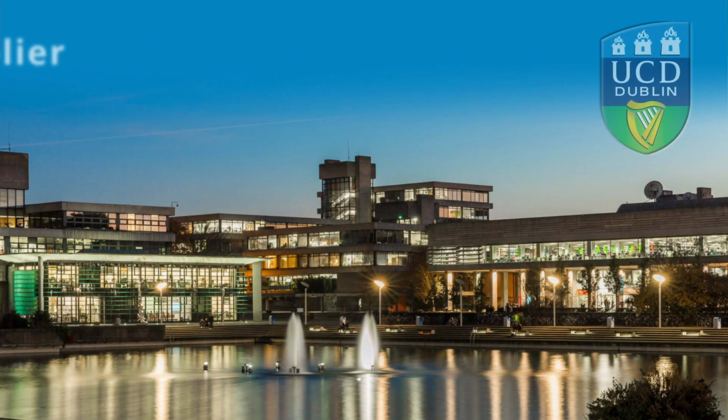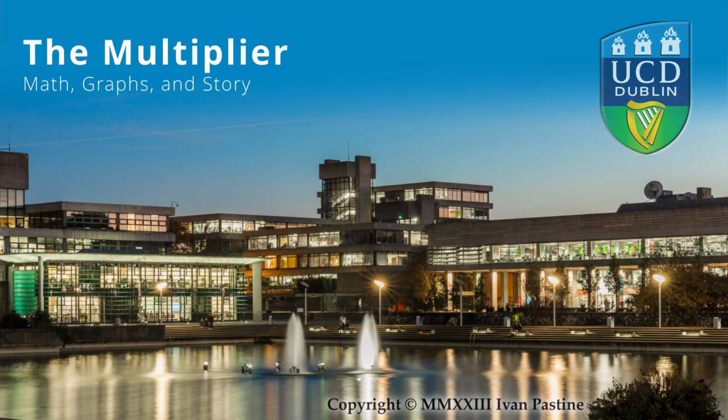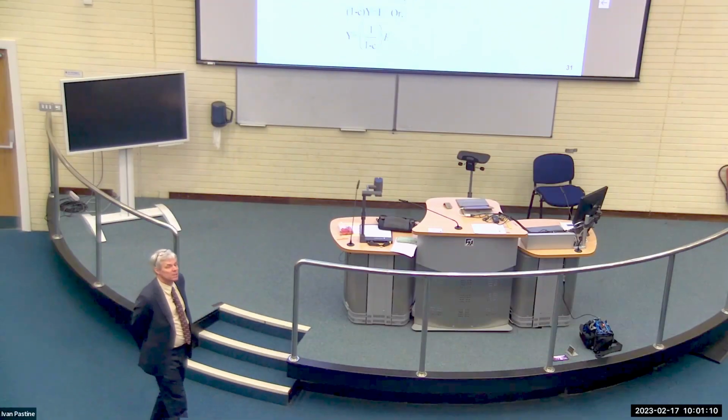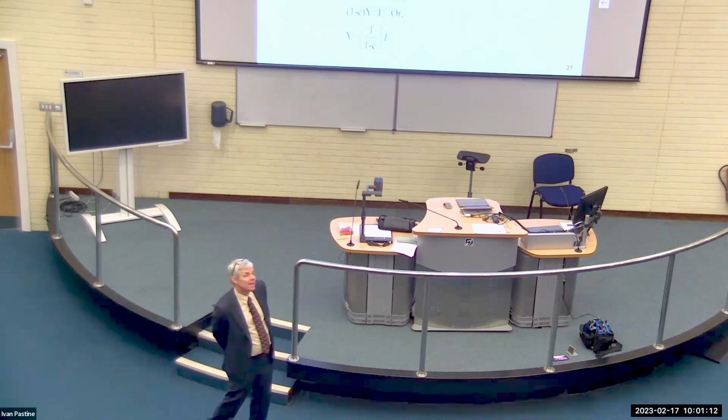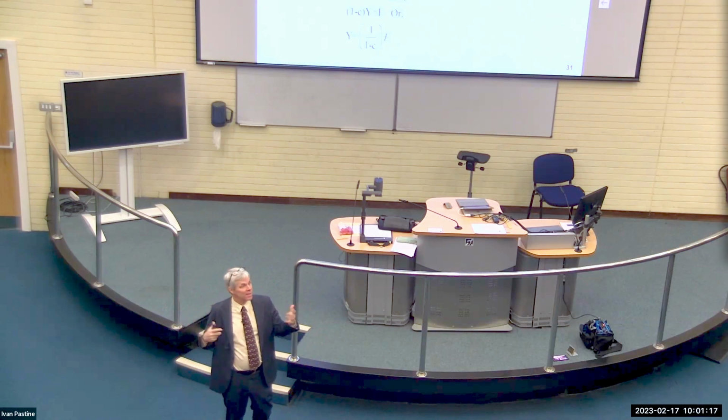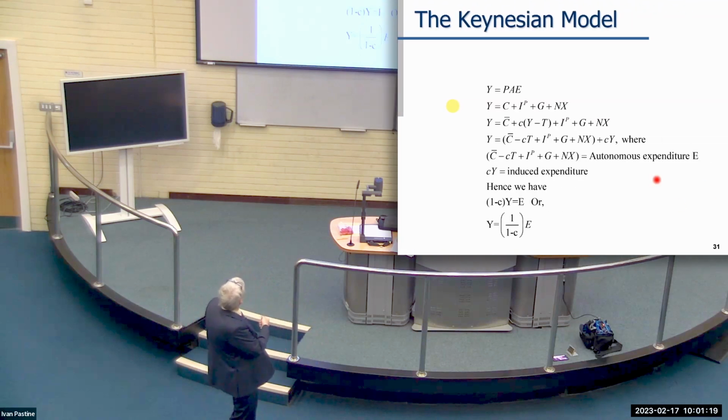And the idea there was that output depends on what people spend. And what people spend depends on their income. But output and income are the same thing. So we have output on the left-hand side, but we also end up with income on the right-hand side.